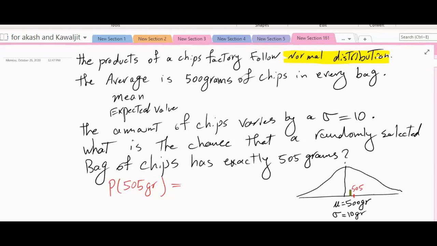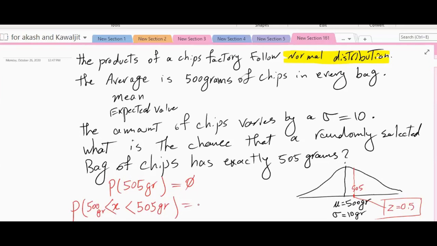And actually, I didn't ask you what is the chance that a bag of chips is between 450 and 550. Even Chebyshev wouldn't be able to answer this question, because Chebyshev must open his hand some standard deviations more than the mean and less than the mean. I'm asking you, we grab a bag of chips, what is the chance that the weight of the chips in that bag is 505 grams? What is the chance that a bag has exactly 505 grams of chips? Zero. But if I ask you, what is the chance that a bag of chips is less than 505 grams and more than 500 grams?